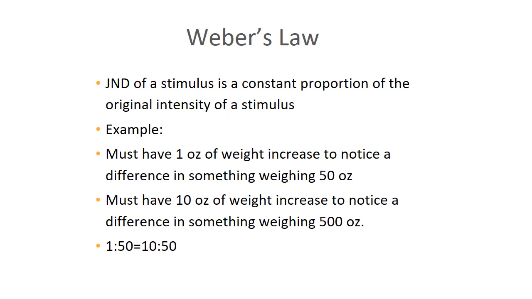That brings us to Weber's law. The just noticeable difference of a stimulus is a constant proportion of the original intensity of a stimulus. In other words, you have to have a certain amount of change before you can detect that the stimulus has changed. For example, you have to have 1 ounce of weight increase to notice a difference in something weighing 50 ounces. You must have a 10 ounce weight increase to notice a difference in something weighing 500 ounces. So in other words, in order to detect the change, you have to have a certain proportion of change occur.